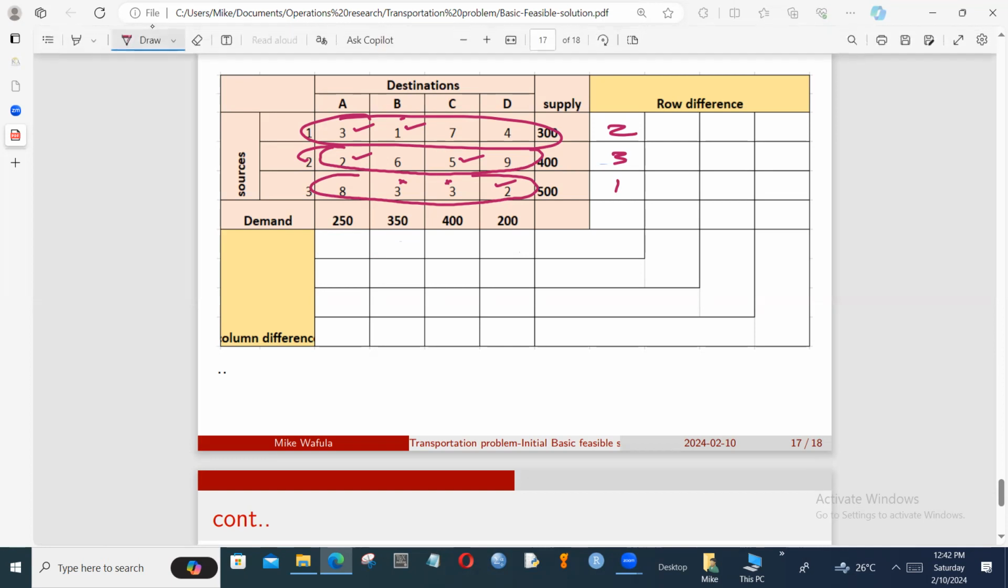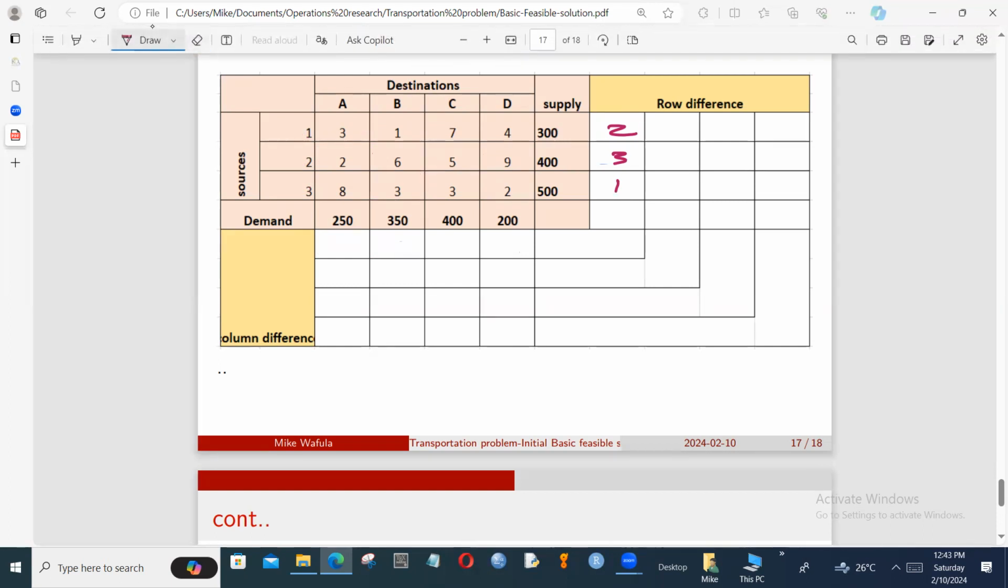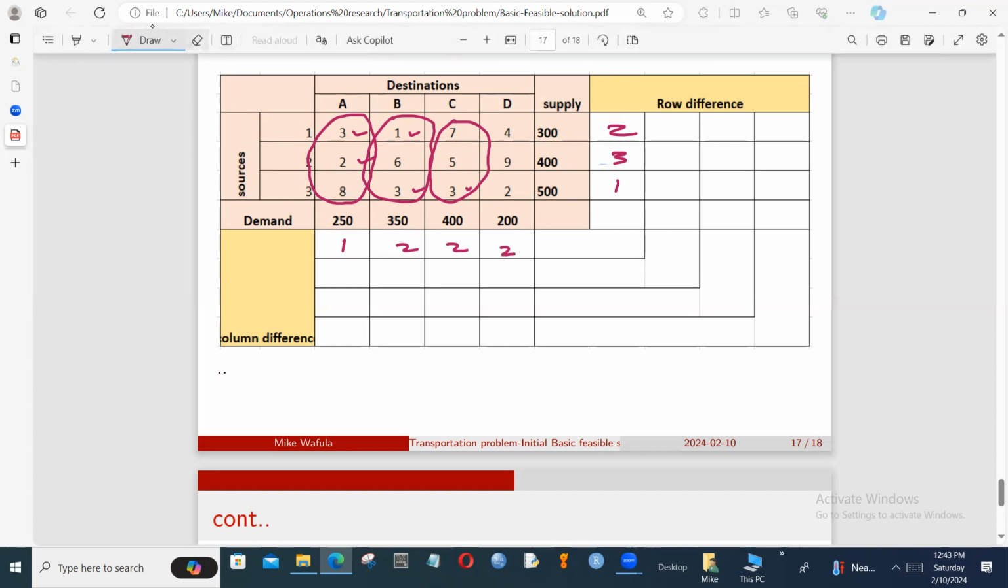Then we now come to columns. We now look at cells column-wise. We are now looking at this particular set. The best one is this, the second best is that, the difference is 1. When you look at this, the best is 1, the second best is 3, the difference is 2. When you look at this, the best is 3, the second best is 5, so the difference is 2. And so the difference is 2. So that's how we are getting those values.